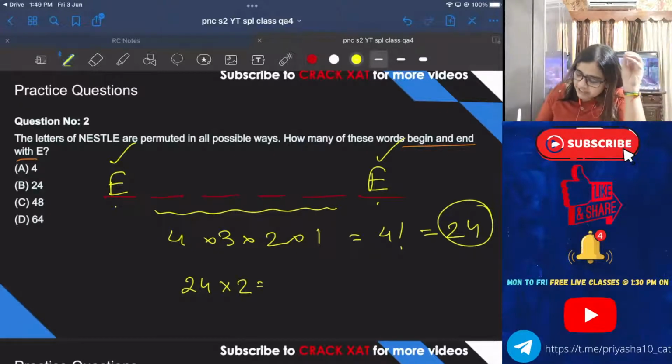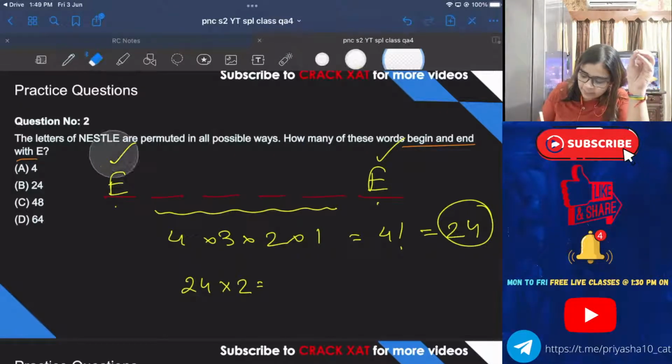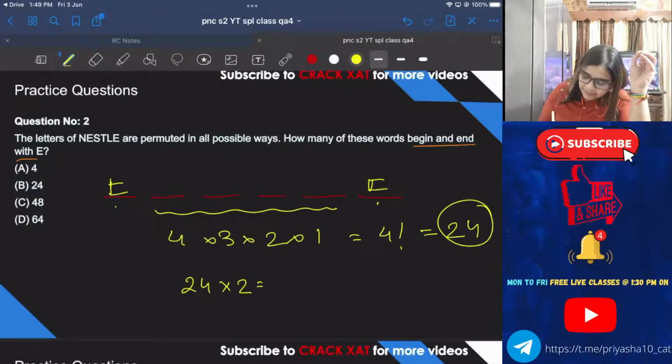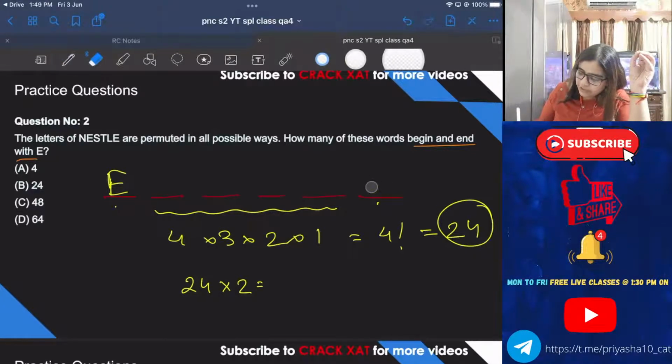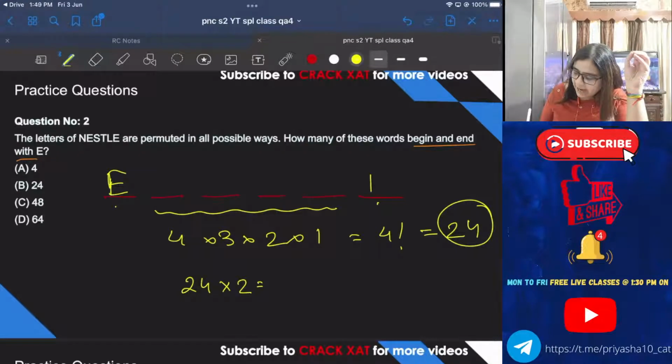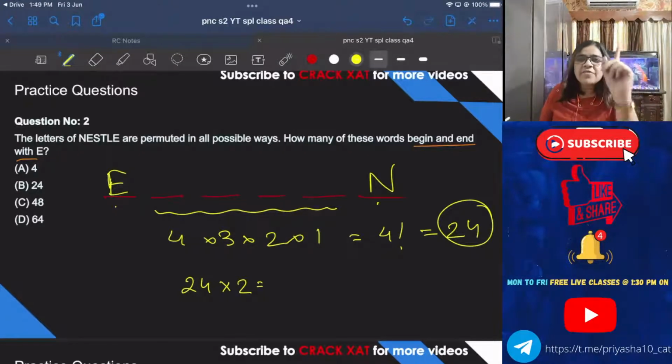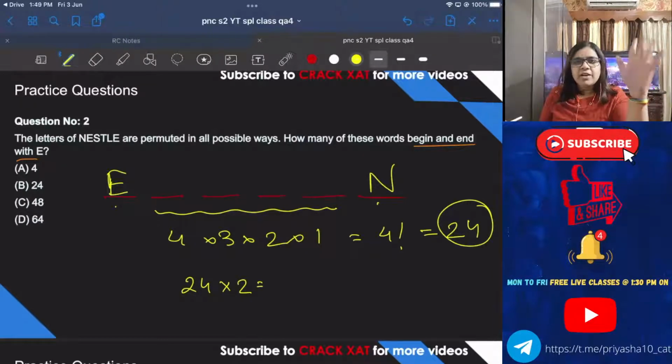Just imagine the same question. Take the same question half away, and say that it should start with an E and end with an N. Start with an E and end with an N. Now the answer would be same as 24 or will it change? Apply common sense, no formula. Will it remain same or will it change?